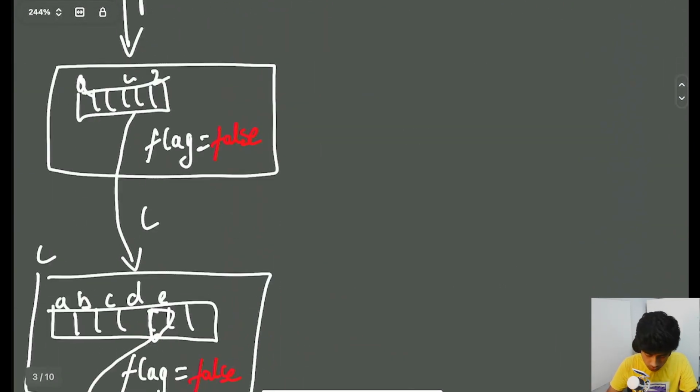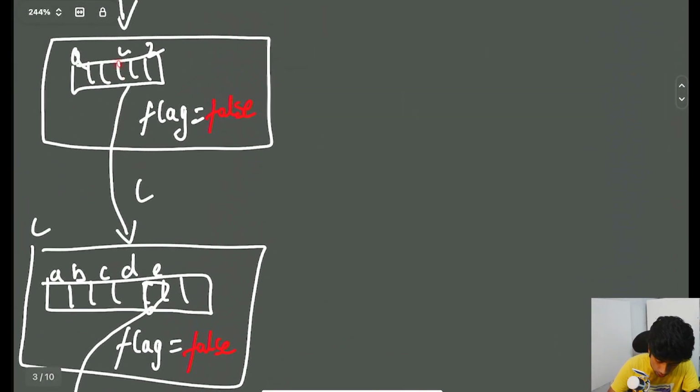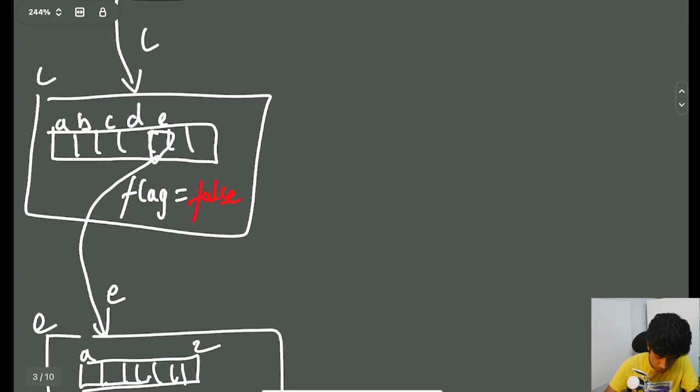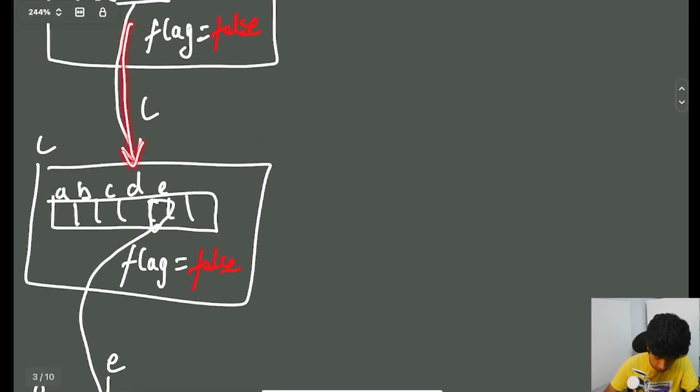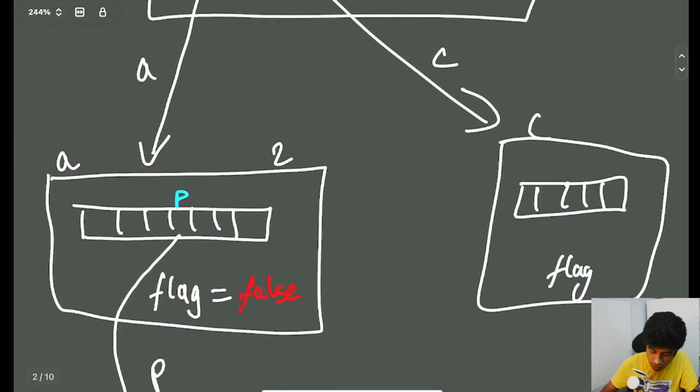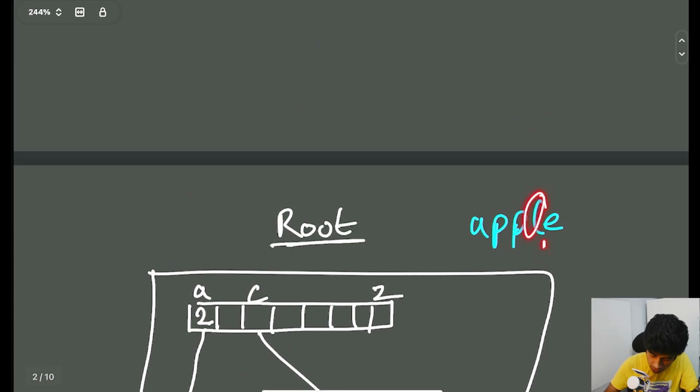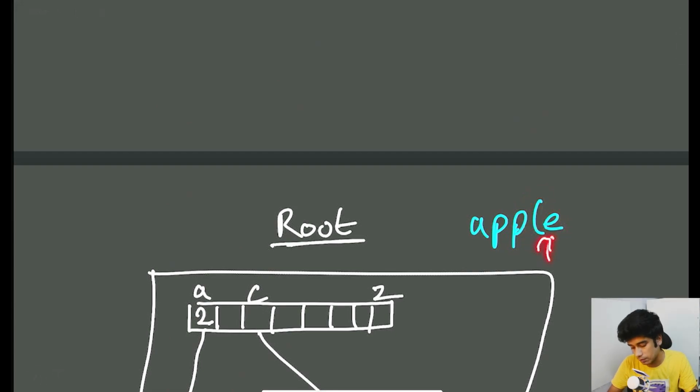Now I'll check at this node, at that index, again L minus 97, which I'll get the index. At that index, is it null? No, it's not. I have an object reference ID which is pointing to the node L. So simply I'll traverse there. Have we reached the end of our word here? No, we still have another character, the last character to process, which is E. So our pointer now reaches E.